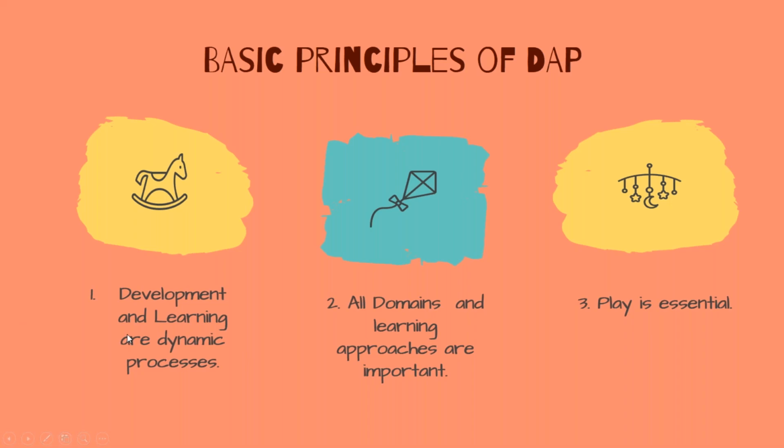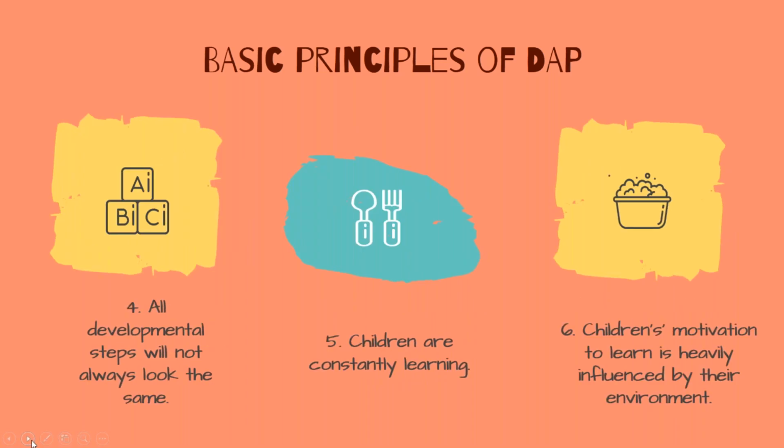Number 3, play is essential for all children, birth through age 8. Play promotes joyful learning that fosters self-regulation, language, cognitive, and social competencies, as well as content knowledge across disciplines. So moving forward, number 4, all developmental steps will not always look the same. So that's what our poll was just about. Although general progressions of development and learning can be identified, variations due to cultural contexts and experiences and individual differences must also be considered. Number 5, children are constantly learning.